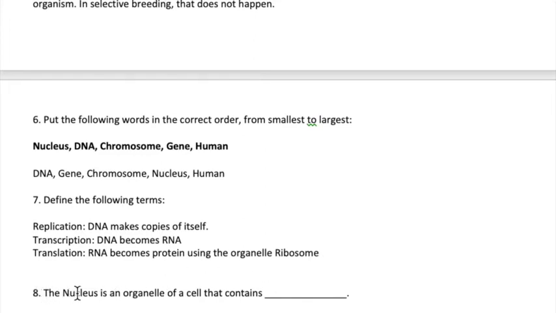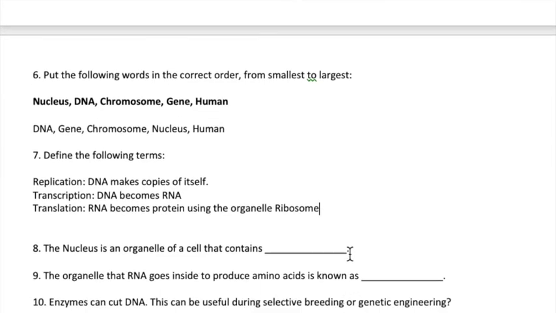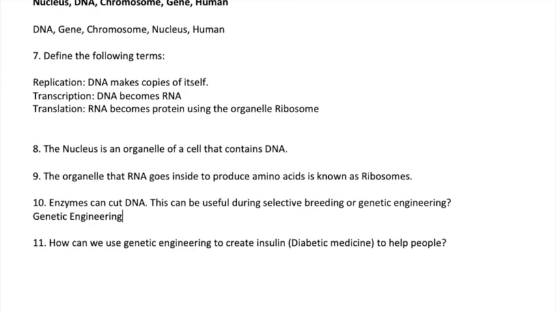Okay, number 8. The nucleus is an organelle of a cell that contains what? What's inside the nucleus? DNA. The organelle that RNA goes inside to produce amino acids is known as ribosomes. 10. Enzymes can cut DNA. This can be useful during selective breeding or genetic engineering. So as we went over before, this was used for which one? Genetic engineering.